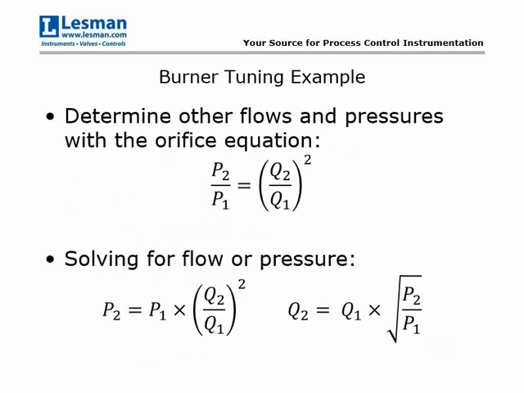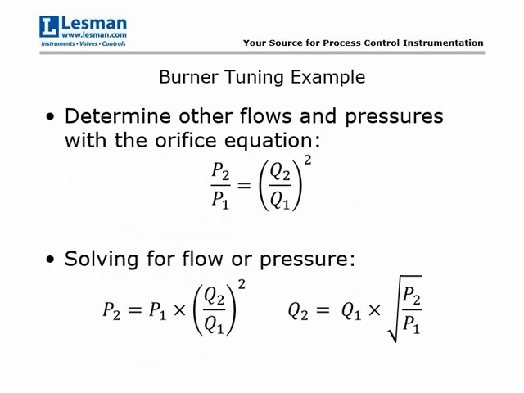So knowing that we've got these values, we need to reference the Orifice Equation in order for us to determine what the flows and the pressure should be at the intermediate firing rates. So the Orifice Equation relates the ratio of pressures to the square of the flow. So if we have a condition where I need double the flow, it will result in 4 times the differential pressure for that burner.